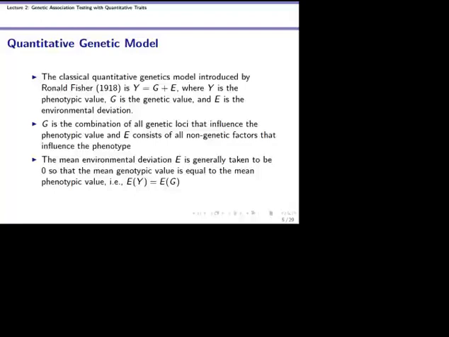Some people are exercising. Some people are not. Some people are dieting, some people are not. But on average, we're assuming that the environmental component is going to have expectation 0. So your best predictive value, your mean value for your trait value, is the mean contribution of your genetics.